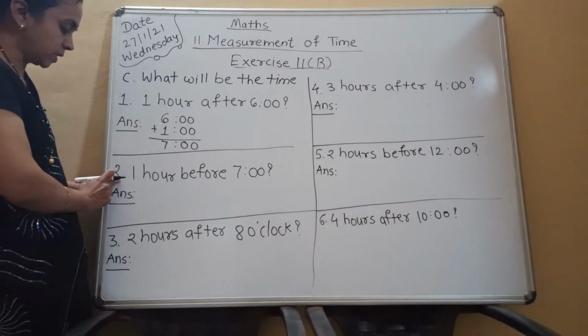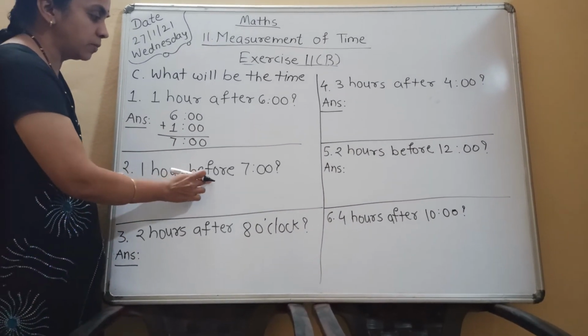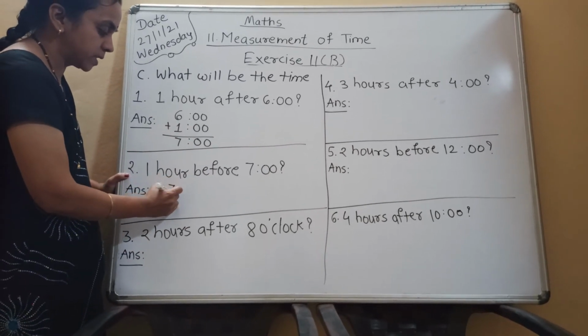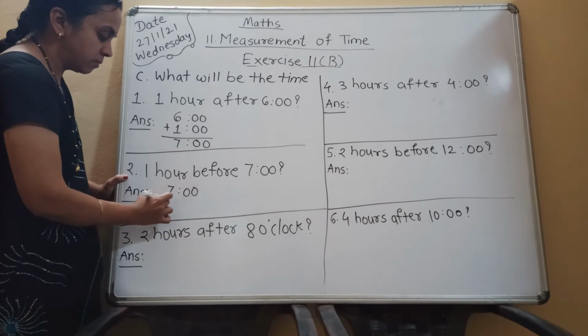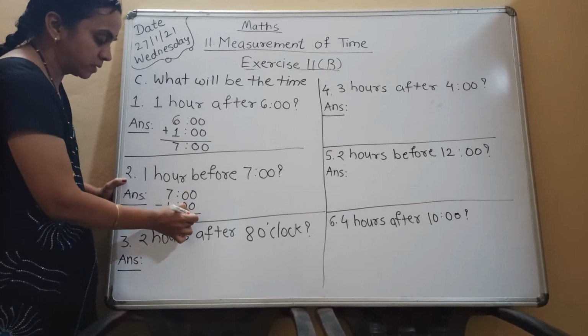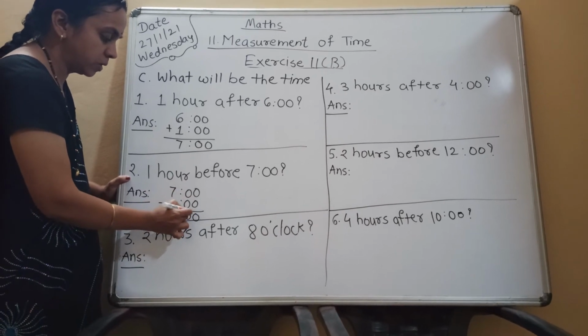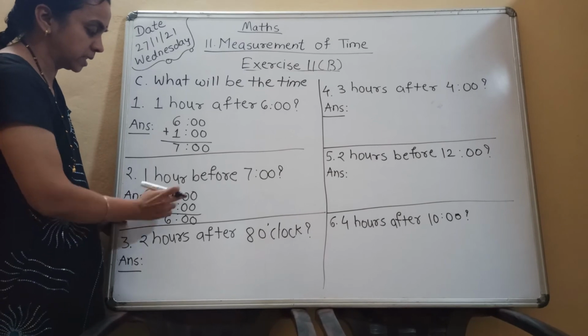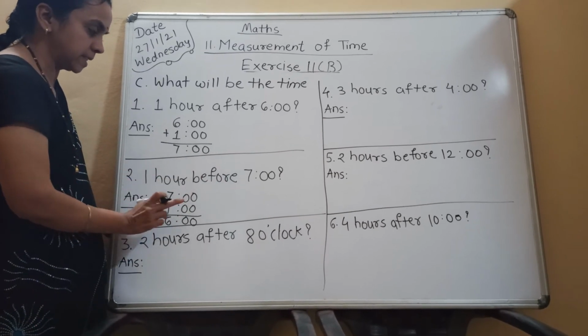Okay. Now see second example. 1 hour before 7. Before 7 means what? 7 minus 1. 0 minus 0, 0. 0 minus 0, 0. 7 minus 1, 6. So what is our answer? 6. 1 hour before 7 is 6.